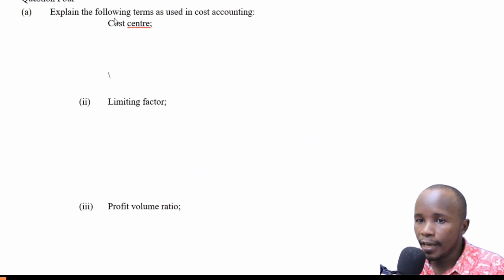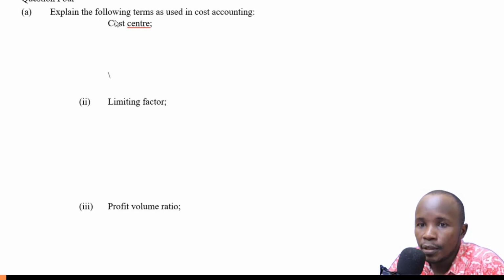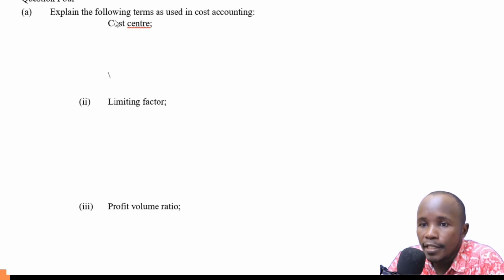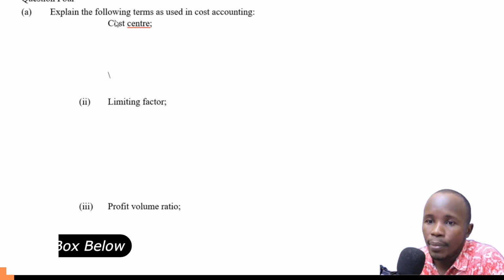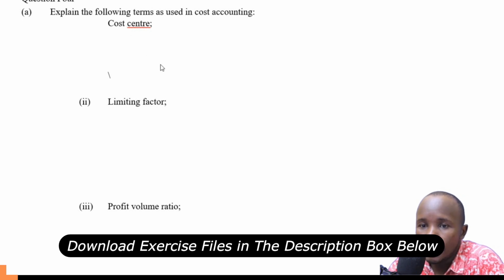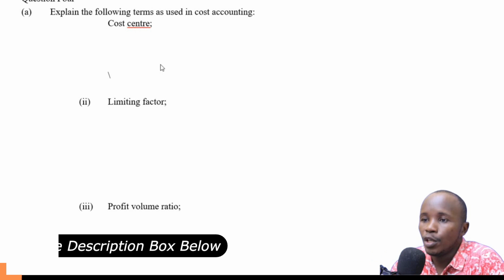Welcome back to another lesson. We continue with our revision series, and in this video we are going to look at question number 4, that is CHRP 04 Introduction to Financial Accounting, and this exam was done in June 2021. Now, our focus is question number 4, and it reads, explain the following terms as used in cost accounting.